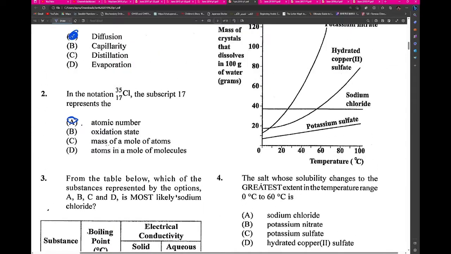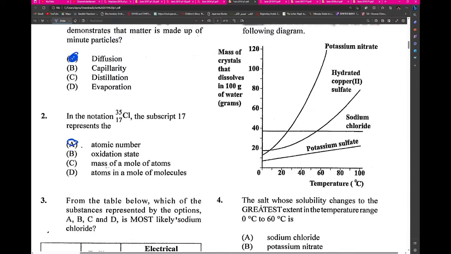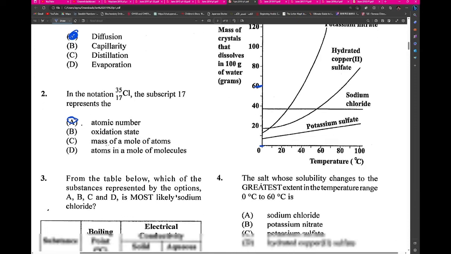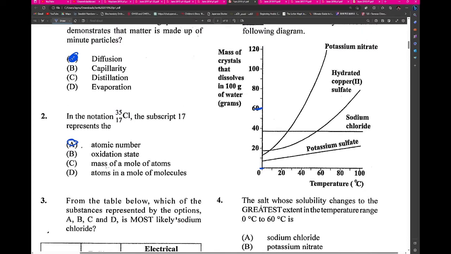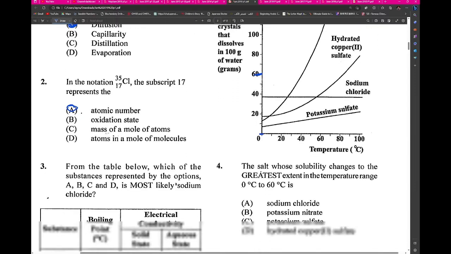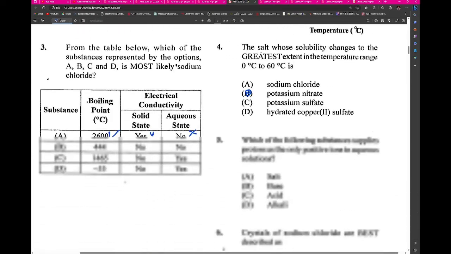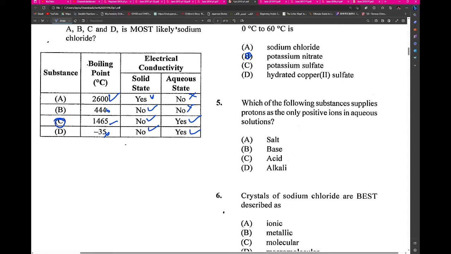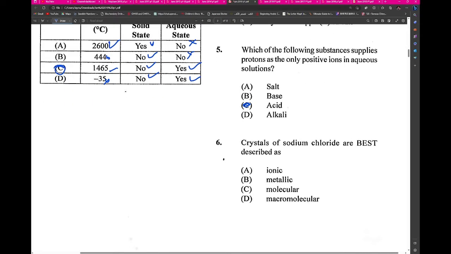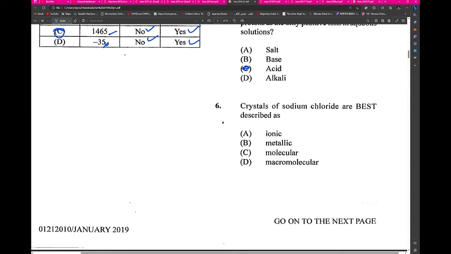The salt whose solubility changes to the greatest extent in the temperature range 0 to 60. So looking at 0 to 60, which one has the greatest solubility change? We'd say potassium nitrate. Which of the following substances supplies protons as the only positive ions in solution? This would be acids, based on this. Crystals of sodium chloride are best described as ionic.